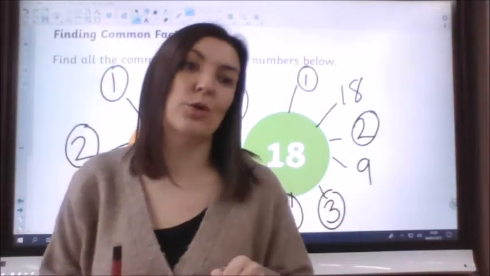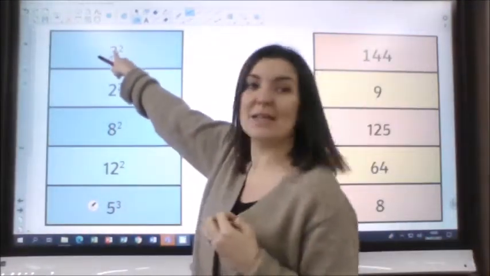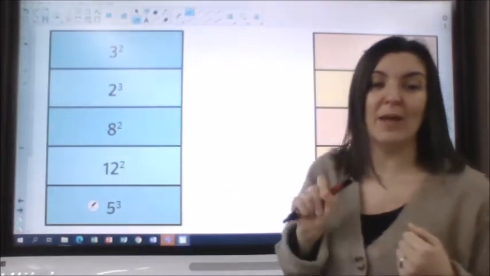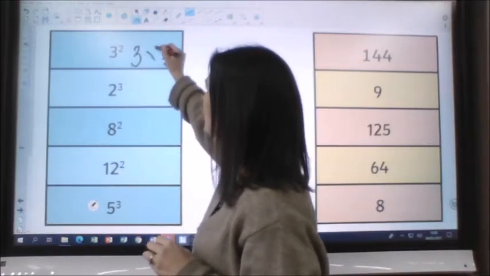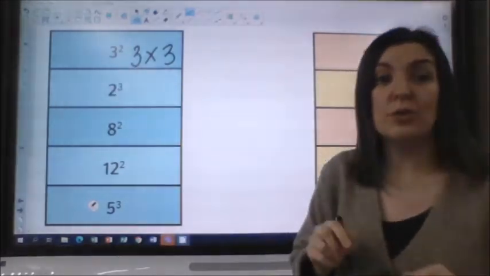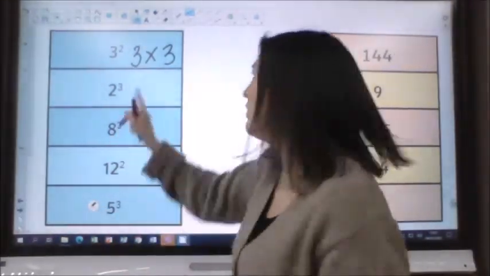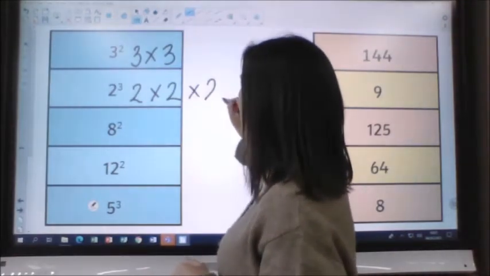I've got one more thing to warm your brain up today and to remind you of, and that is square and cube numbers. A square number, when you see something like 3 and then a little 2 next to it, is a number multiplied by itself. For example, 2 squared would be 2 times 2, so that would be 4. Cubed is a number multiplied by itself and then again. So 2 cubed would be 2 times 2 times 2.